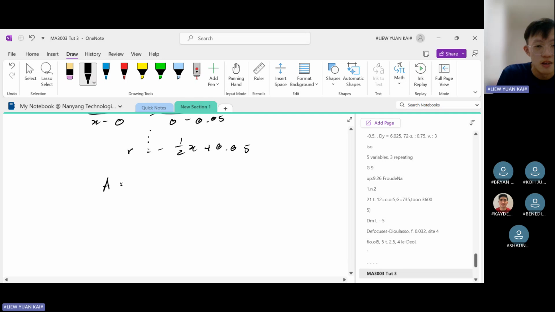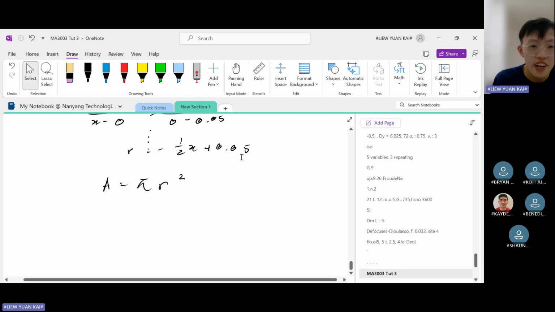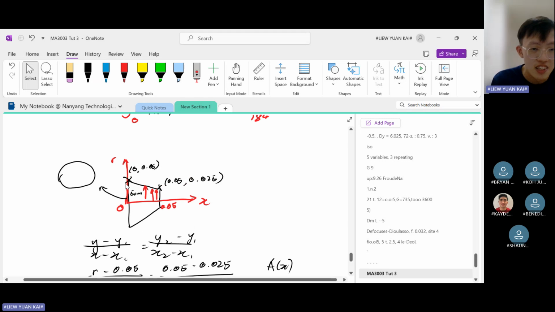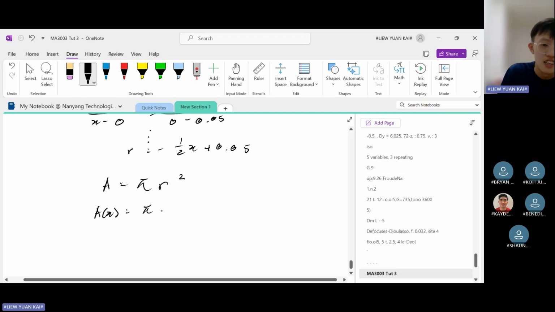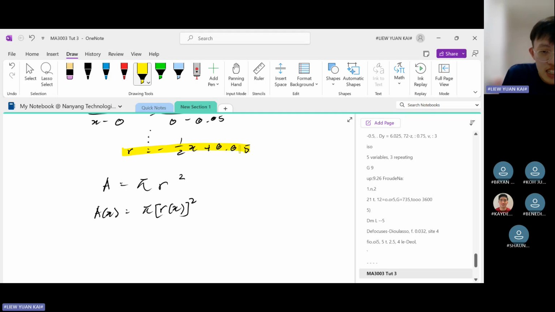Area of circle is given by pi r squared. But you see, the radius here changes with position. So the cross-section area is not just A, but it's A of x. And same with the radius. The radius is not a fixed value. It's not just r, it's r of x. Okay, and what is this r of x? This r of x is actually just this.